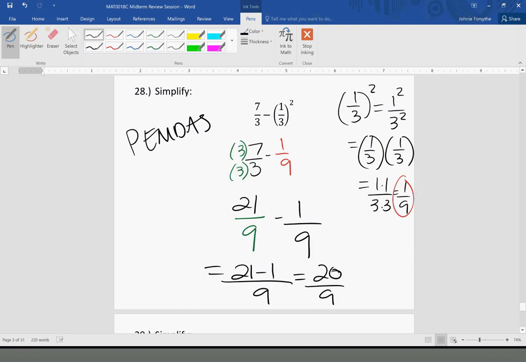And then I think about, is there a common factor between 20 and 9? So the only factors for 9 would be 1, 3, and 9. And 3 or 9 cannot be divided into 20. So this will be my final answer, 20 over 9.